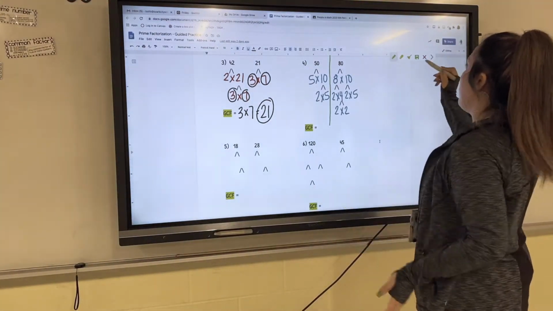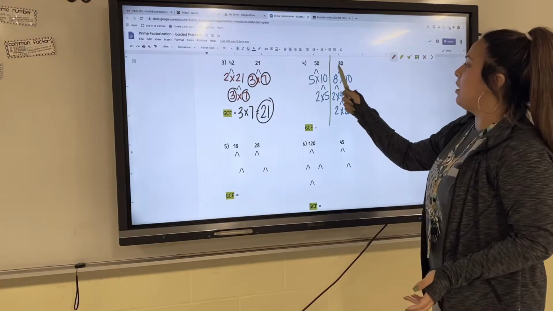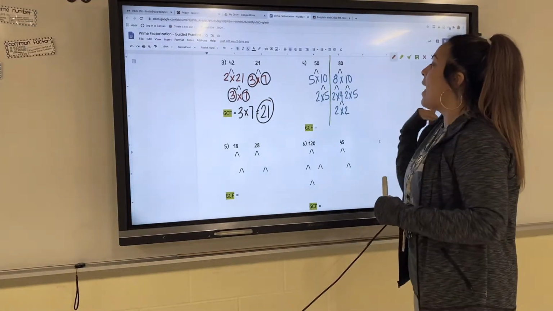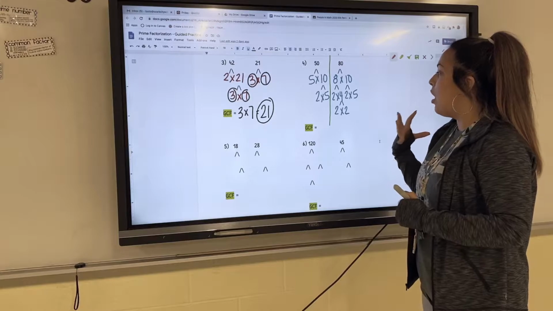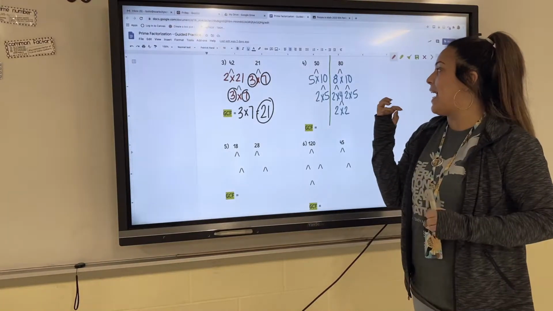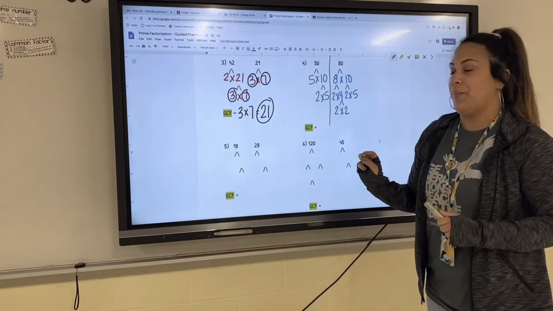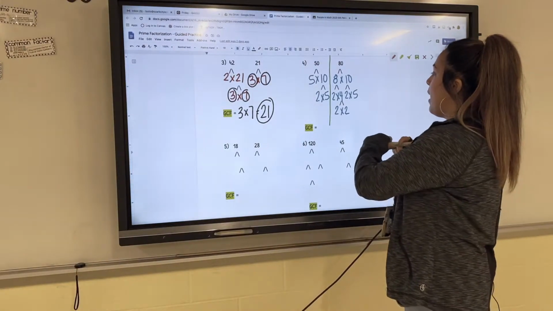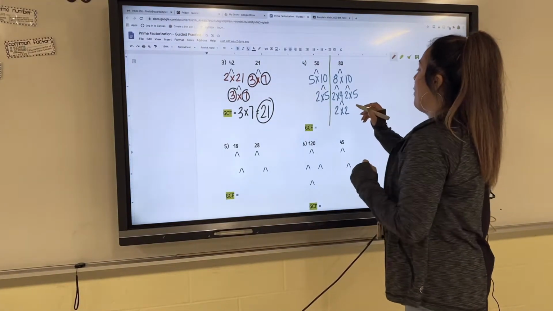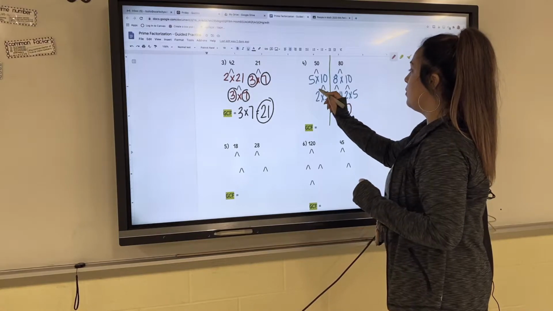So now that I've drawn the line down the middle, I'm gonna go and circle all of the factors that they have in common, okay? So I'm gonna start at the bottom. They both have a 2 in common.